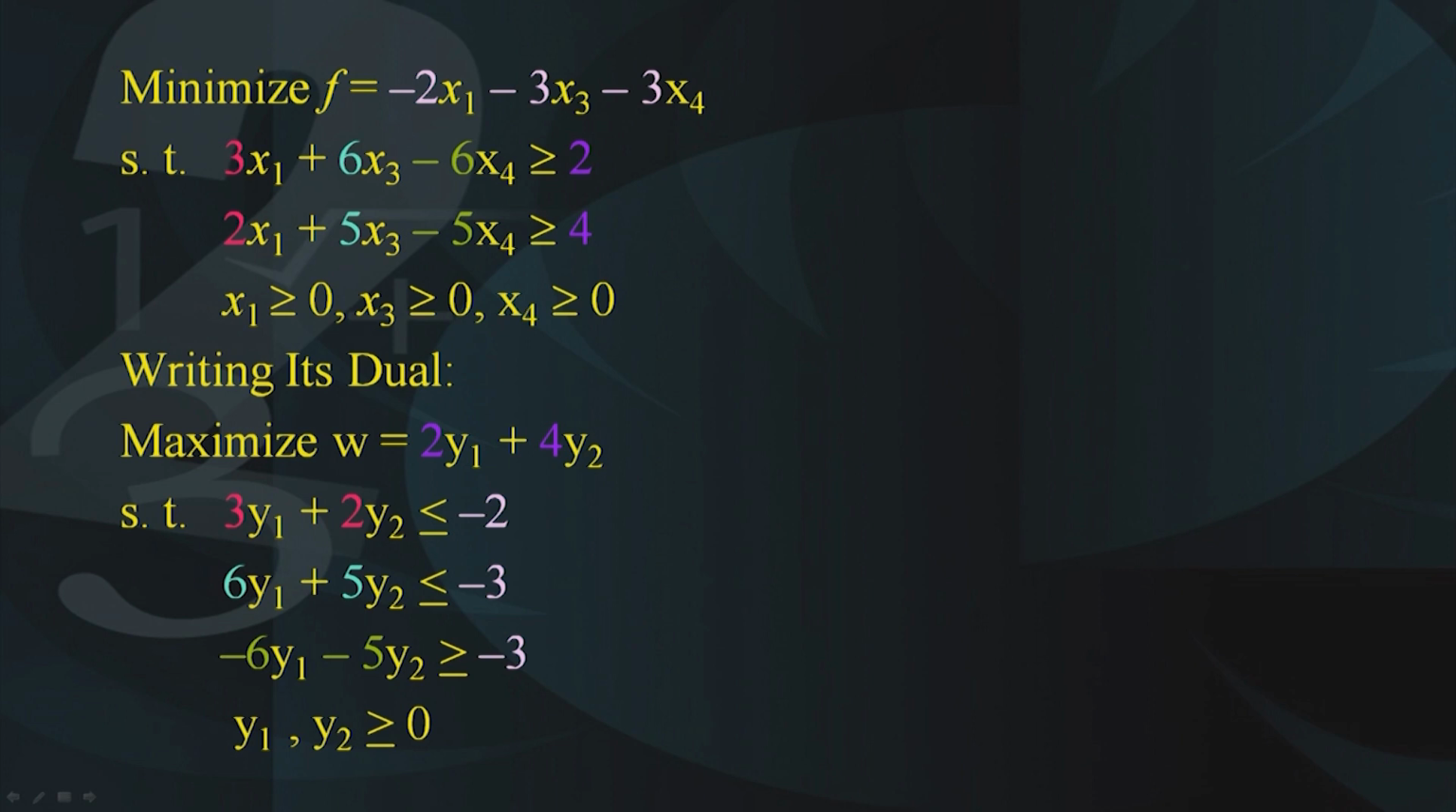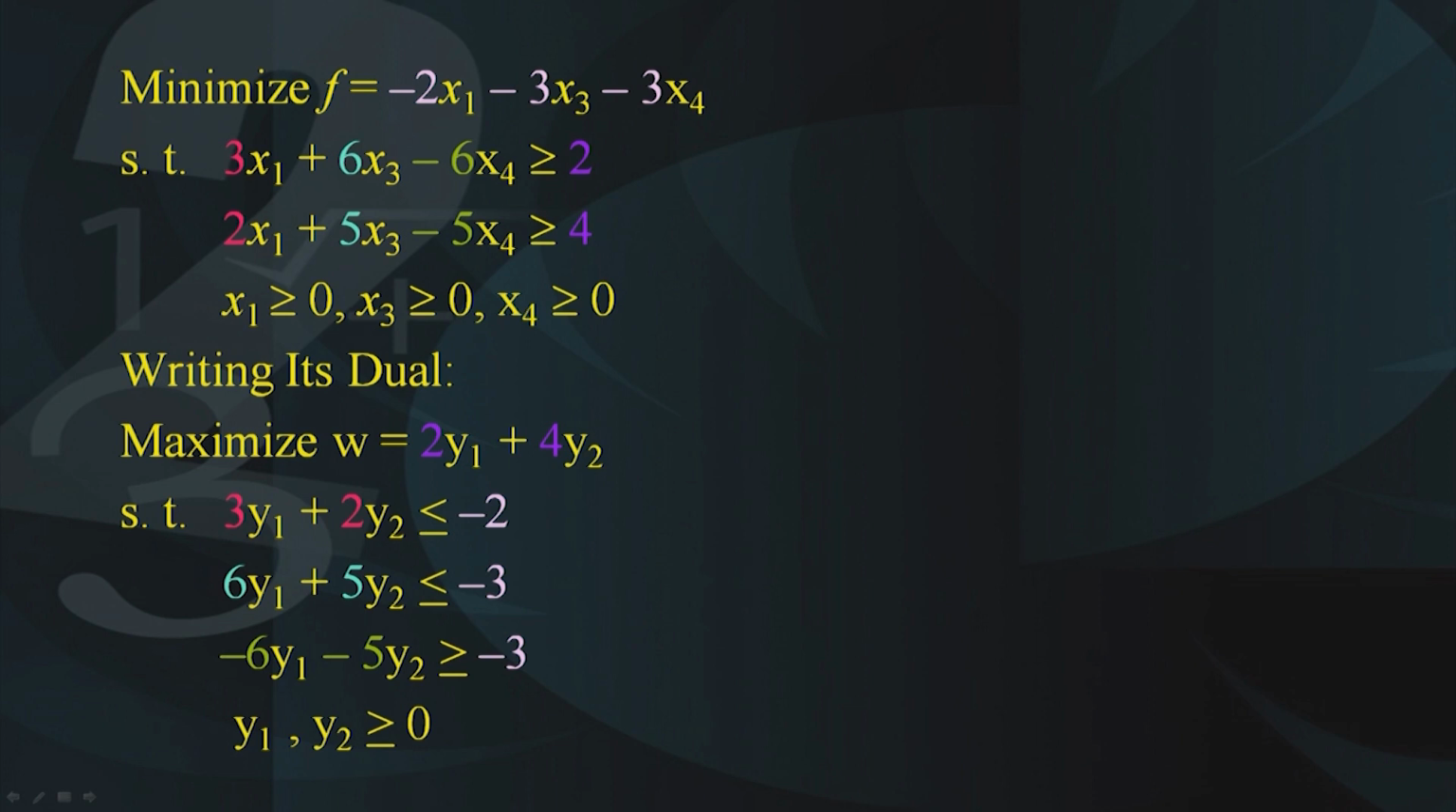So, the dual is as follows: maximization of 2 y1 plus 4 y2 subject to minus 3 y1 plus 2 y2 less than or equal to minus 2, 6 y1 plus 5 y2 less than or equal to minus 3, minus 6 y1 minus 5 y2 less than or equal to minus 3, and y1 and y2 are greater than or equal to 0. So, we have now successfully written the dual of the given problem.